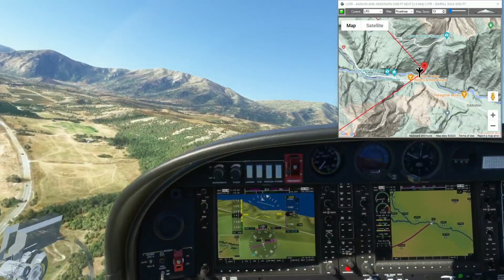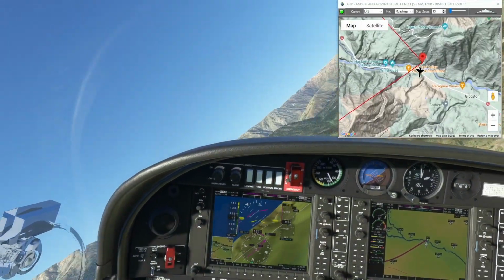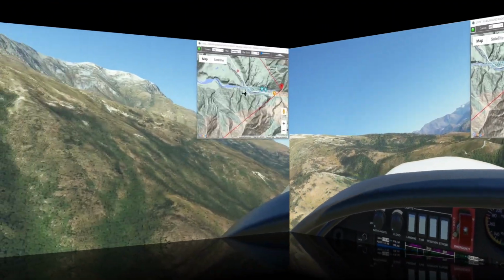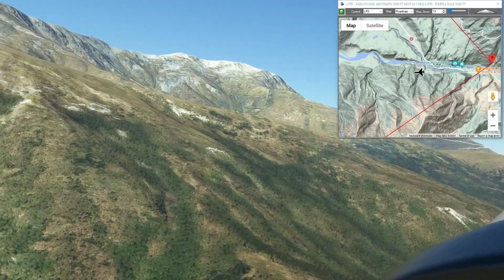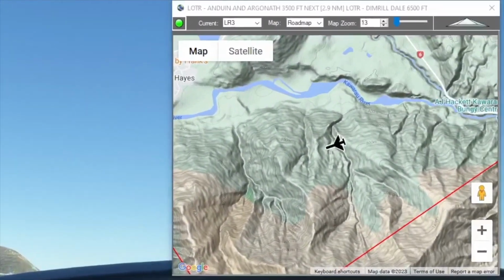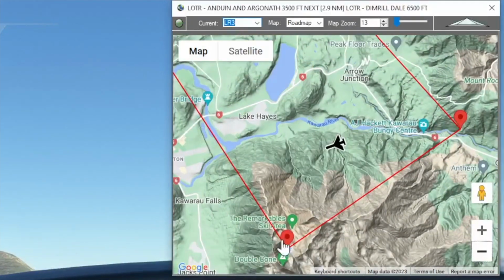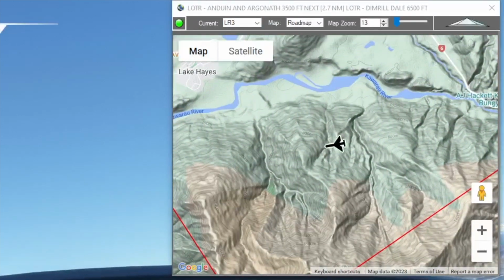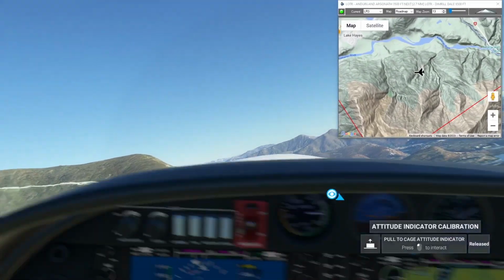And then Dimrill Dale at 6,500 feet. That's not going to happen. Yeah, no chance of making that. Let's see, how far off course am I going to have to go? Oh, well, I guess to see the movie location, I'm going to have to go to the top. All right, might as well go loop around then.